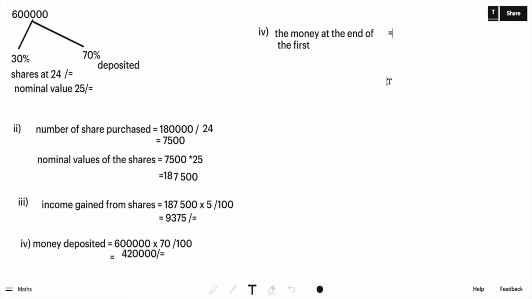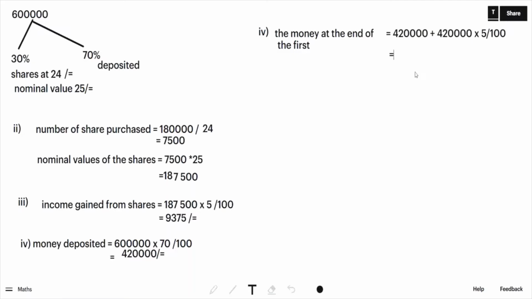The money at the end of the first year is equal to, initially he has 420,000 in the bank, and the bank pays 5% for the money he has in the bank. To get the amount he gets from the bank, we should get the 5% from the bank. This is the amount the bank pays him. 420,000 times 5% is the amount the bank pays him, which is already in the bank, this 420,000.